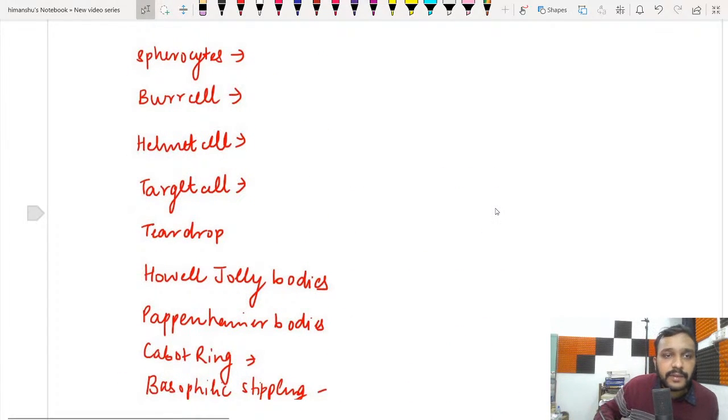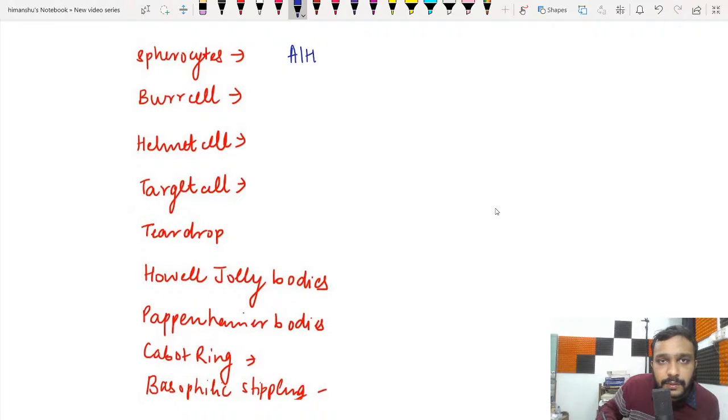So let us just revise the various cells. Spherocytes are seen in autoimmune hemolytic anemia, then hereditary spherocytosis, then burns, then blood transfusion reaction. Okay, this burr cell is seen in which disease? Come on, guys.